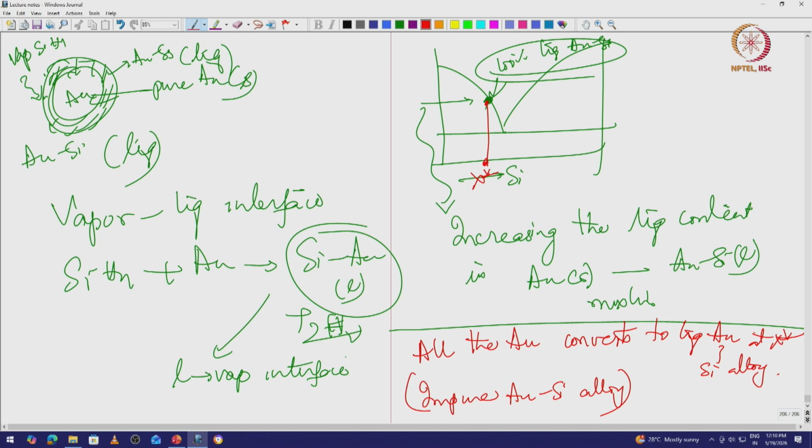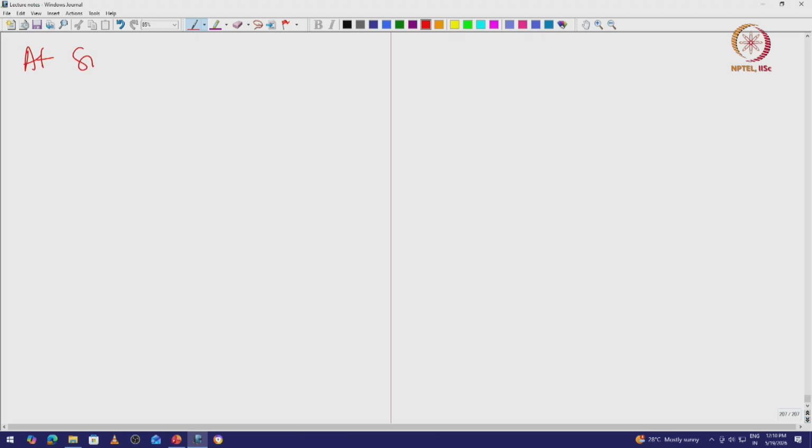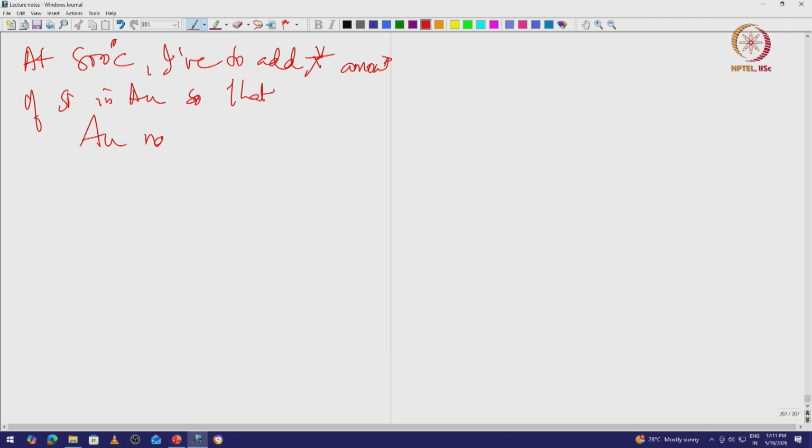Now, if I have to melt gold, I have to melt it at 1064 degrees Celsius, but I am doing this reaction at 800 degrees Celsius and I am still able to melt gold, by adding impurities. So at 800 degrees Celsius, I have to add X star amount of silicon in gold so that the gold nanoparticle melts. So I have melted the gold nanoparticle.